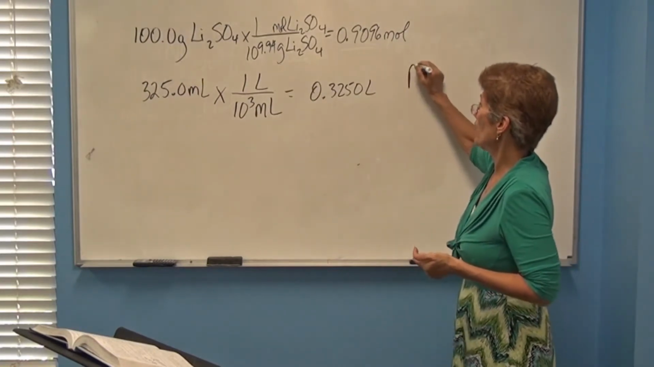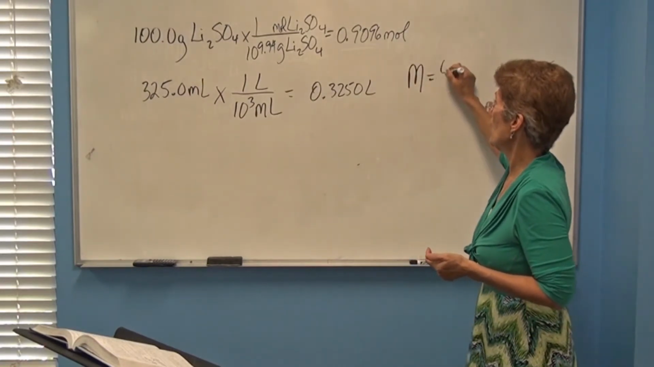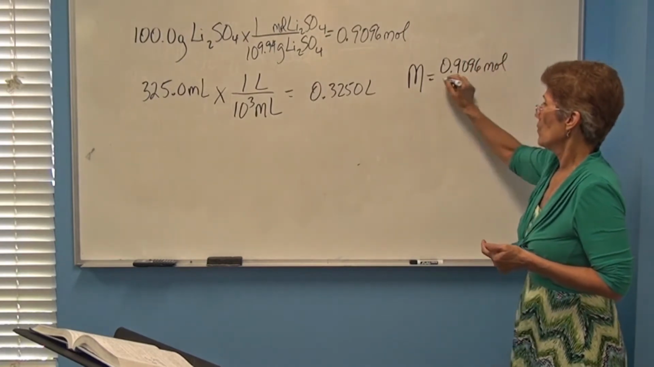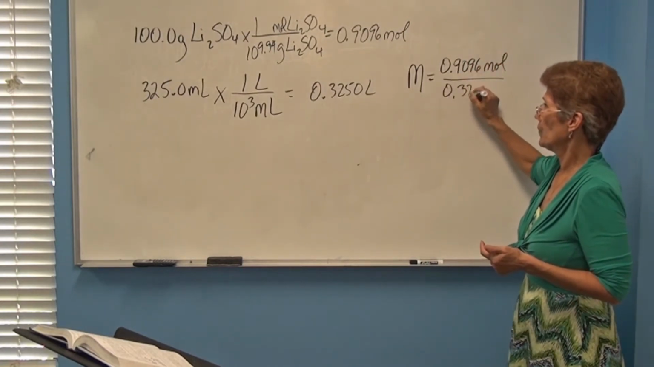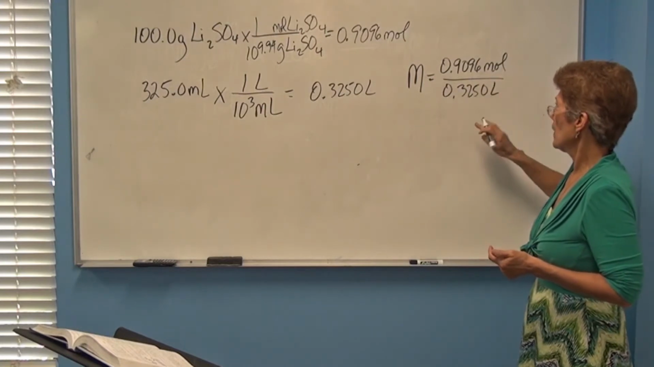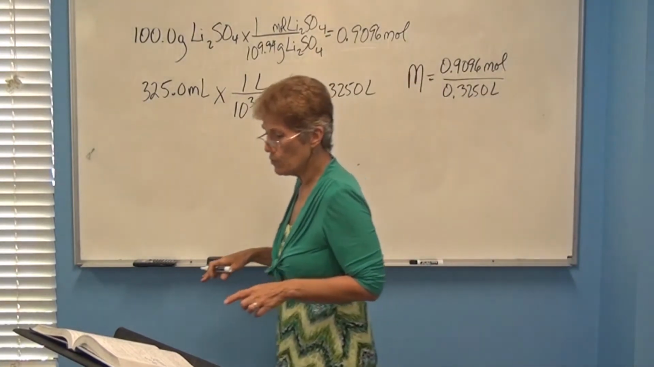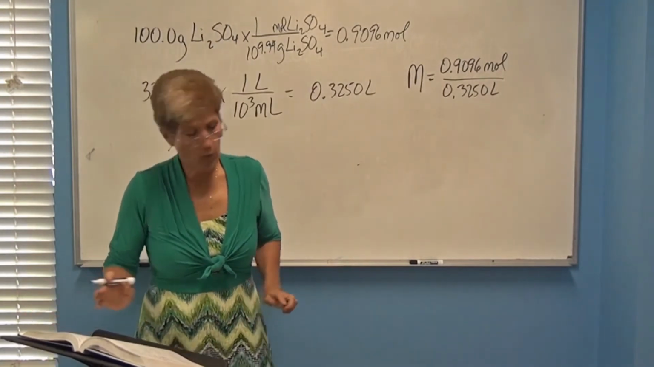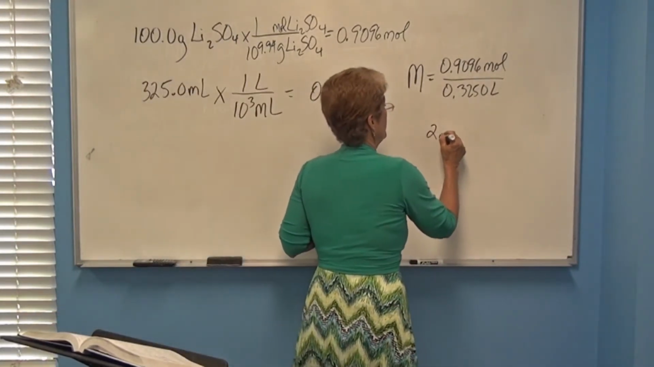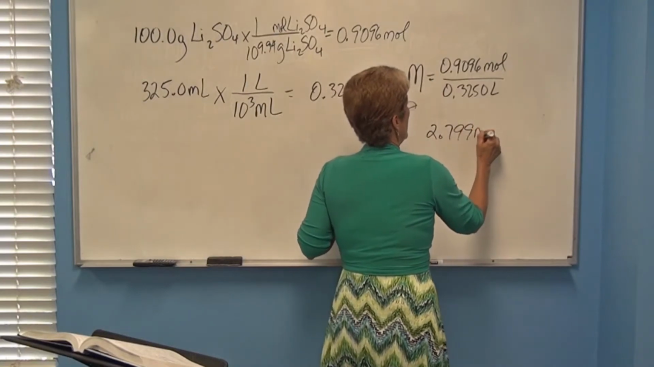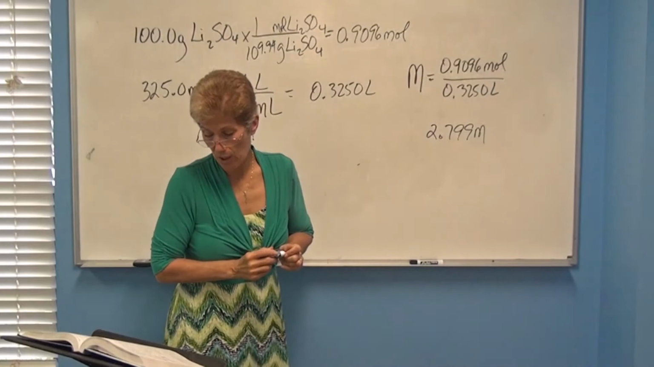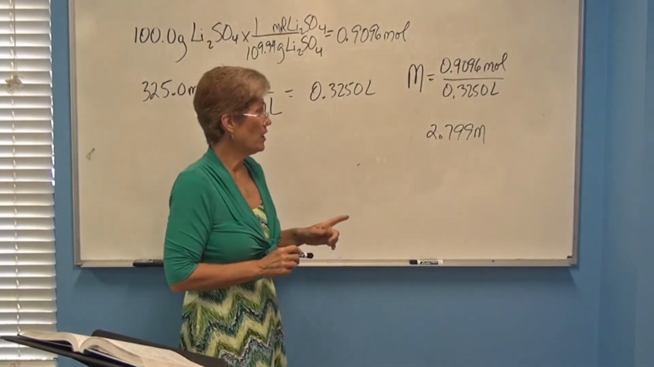Now, to find your molarity, which is a large M, you have moles per liter, and you have 4 significant figures both places, so you end up getting 2.799 molarity, moles per liter, big M, not a little m, and that's of the lithium sulfate.